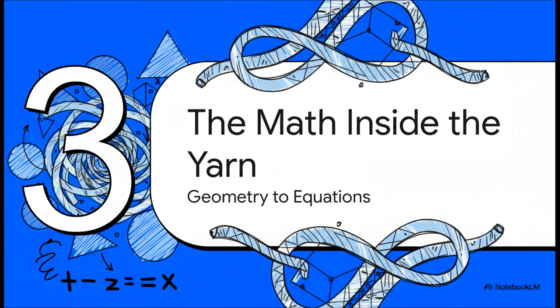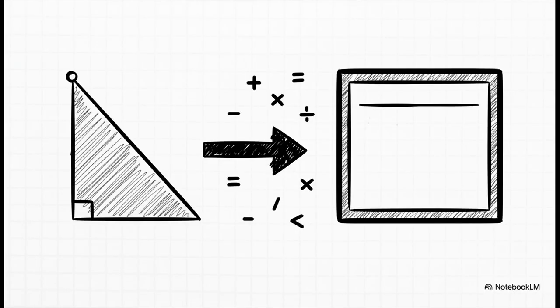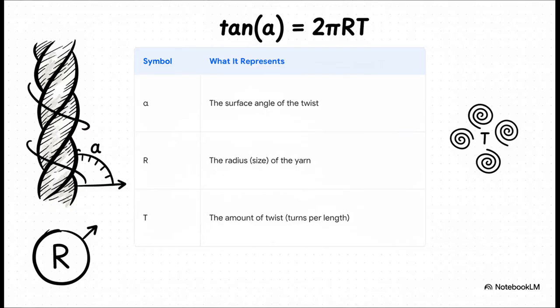So let's see how this one simple trick allows us to capture the physics of yarn in a single, really elegant piece of mathematics. Because we can now represent that twist with a simple triangle, the whole complex relationship between the yarn's size, its twist, and the angle of the fibers can all be captured in a single beautiful formula. And here it is. Now, don't let the symbols scare you.